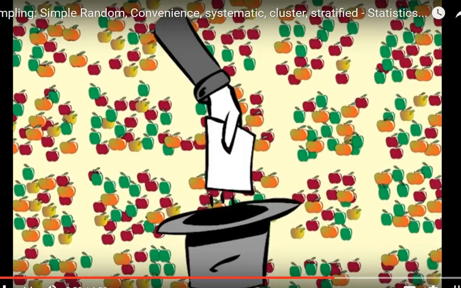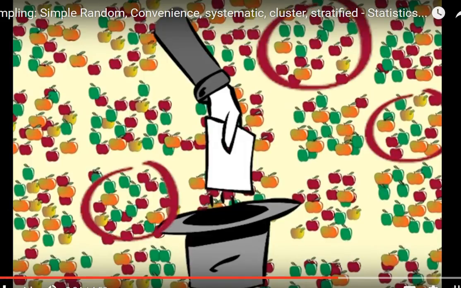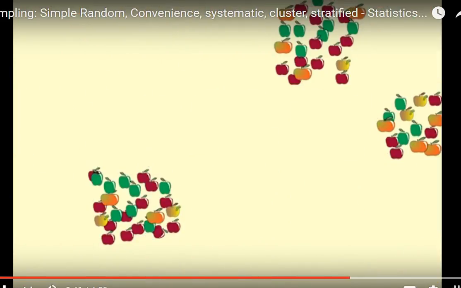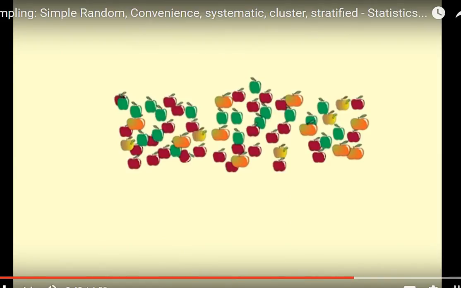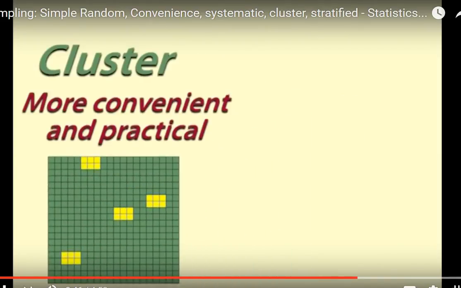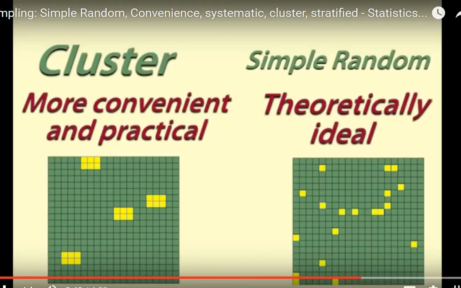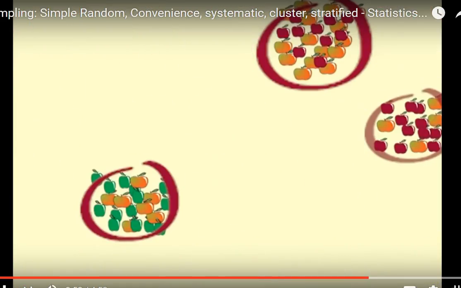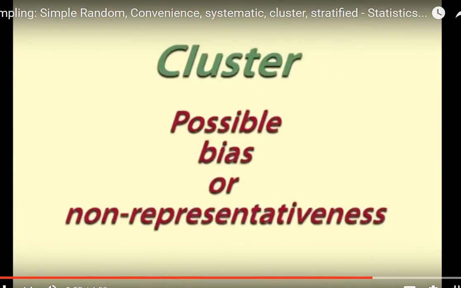Clusters, which are then chosen at random. For example, departments of a business can be clusters or suburbs within a city. Within each cluster, all of the objects are included in the sample. Cluster sampling can be more convenient and practical than simple random sampling. However, if the clusters are different from each other with regard to the elements we are measuring, it can lead to bias or non-representativeness. There was a key right there that I want you to listen to. She said the elements that we are studying.